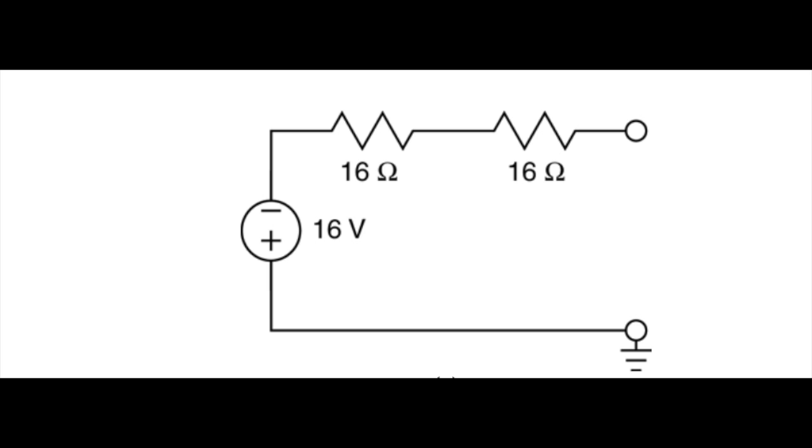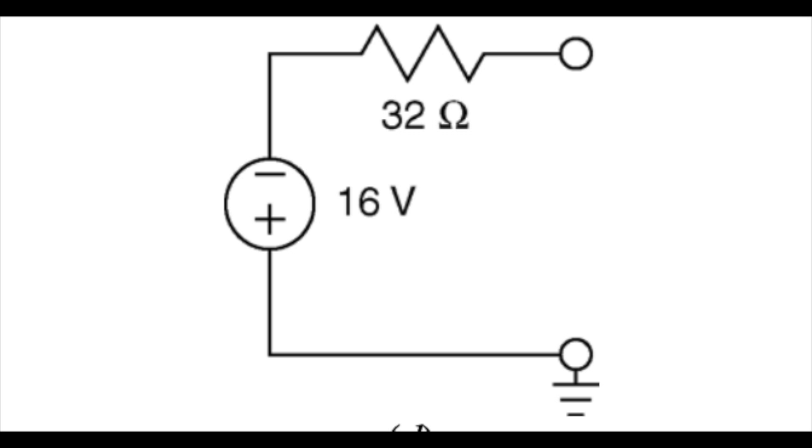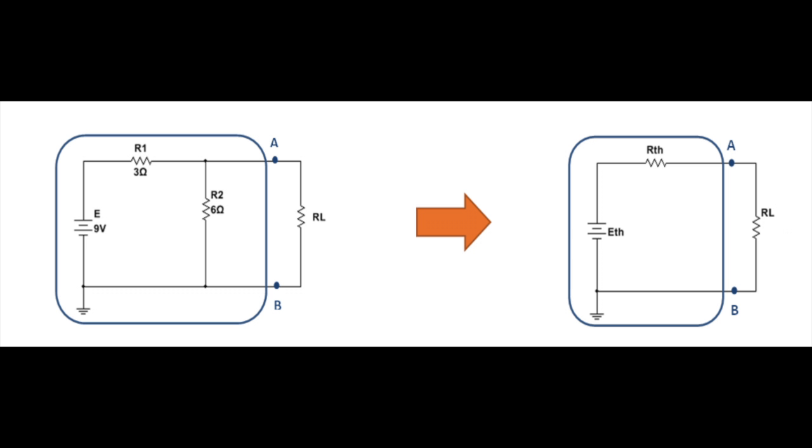Our equivalent resistance can be determined by doing a resistance sum on our two resistors, producing a final Thevenin resistance of 32 ohms. This final circuit shown is a Thevenin equivalent circuit. As you can see, it is significantly simpler than our original circuit. There is also a second method to find an equivalent circuit that does not involve source transformation, and may be more familiar to some people.